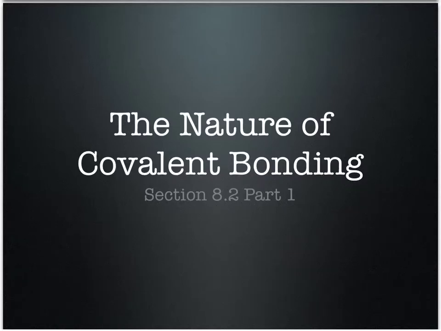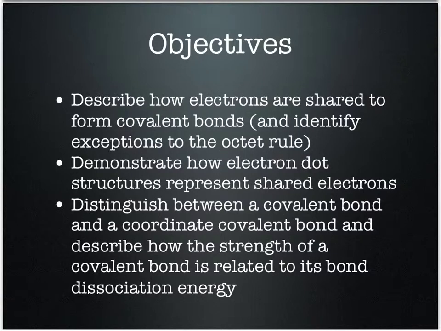Section 8.2, the nature of covalent bonding. This is the first of two parts. Here's our objective. Describe how electrons are shared to form covalent bonds. Demonstrate how electron dot structures represent these shared electrons. And then the third one is coordinate covalent bonds, but we won't cover that today.